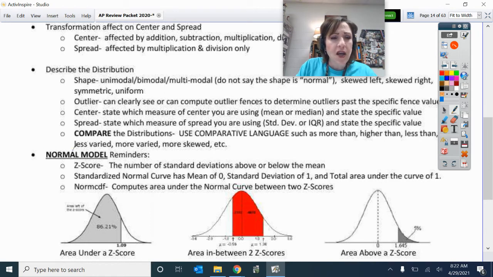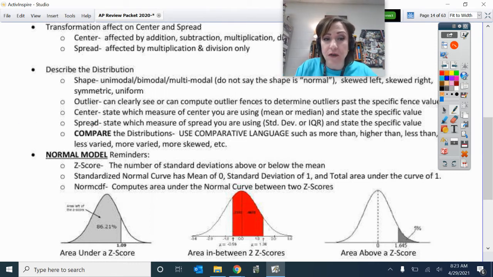Okay. Of course, outliers, you can check for those, and center, you want to state specifically. Be specific on free responses when you are doing this. Say, the mean is this, or the median is this. State the specific numbers for center and spread. And of course, for outliers, you can say there are two or three outliers past this point. So you can state where that fence is and where those outliers are.